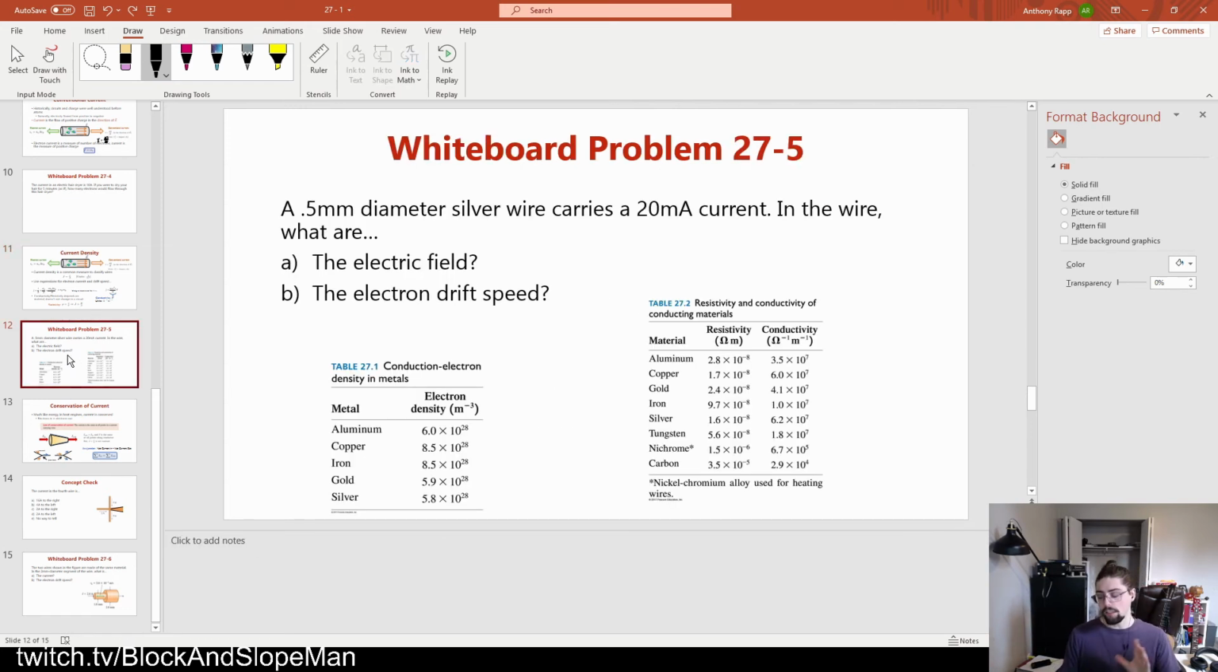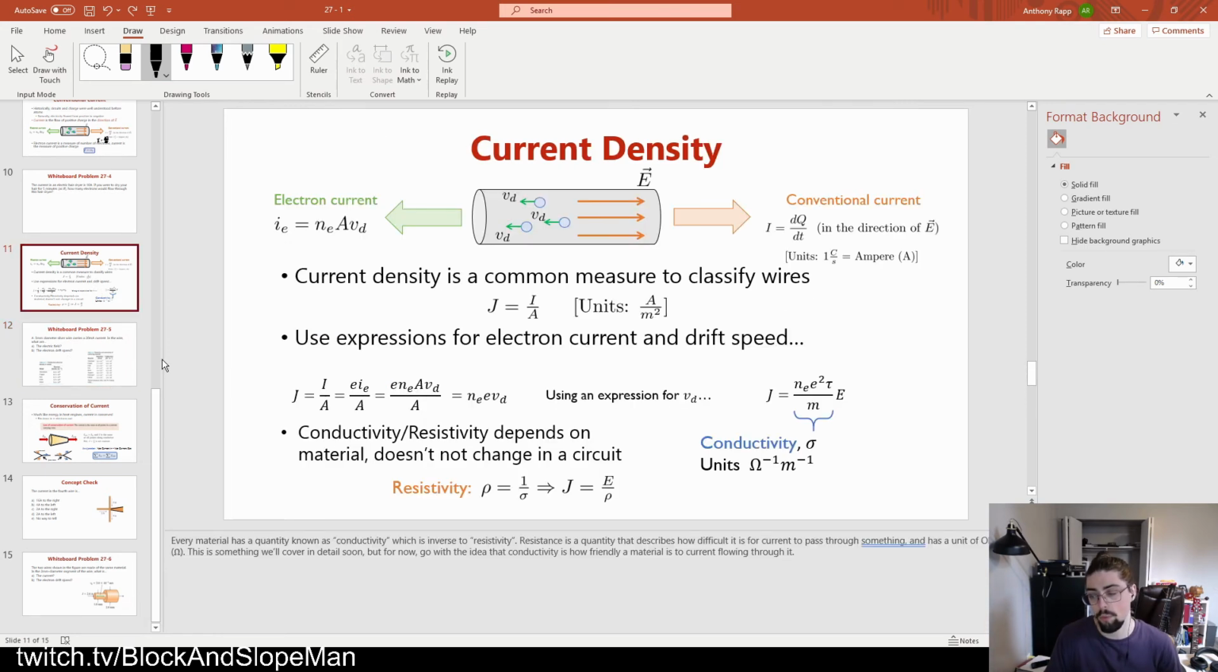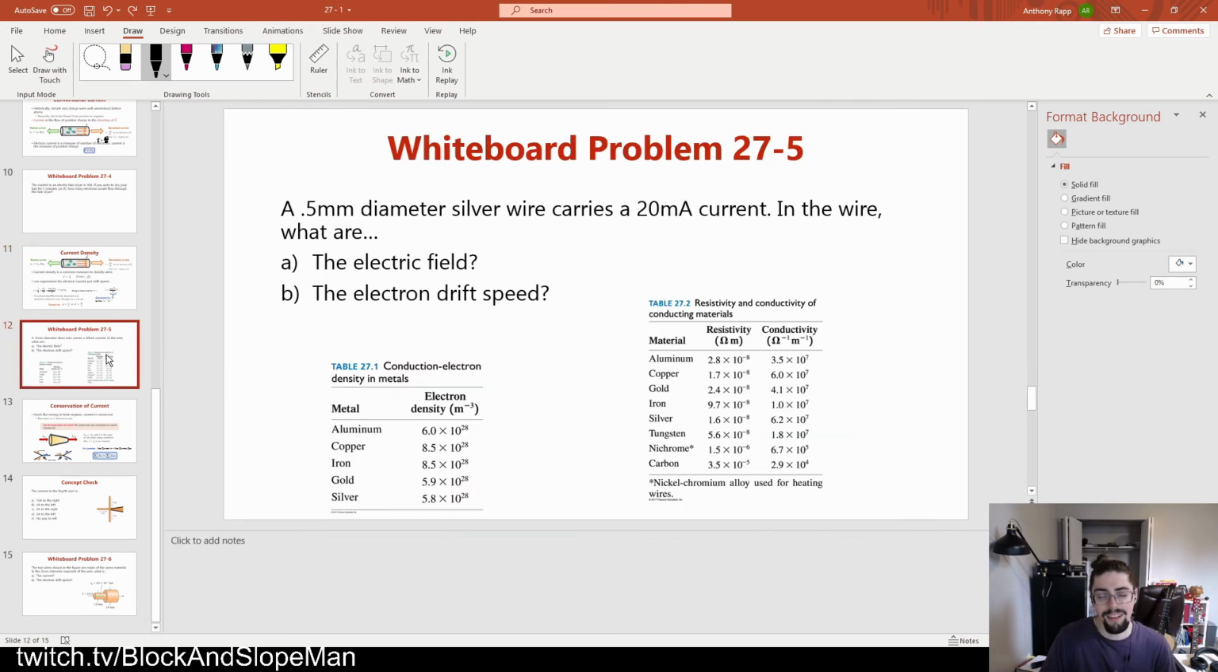And we don't necessarily have to immediately use this brand new equation that we've got or these brand new equations, but it is helpful if we do. So let's say a 0.5 millimeter diameter silver wire has a current of 20 milliamps, which is reasonable for small electronics. In that wire, I'm looking for two different things. First, the electric field inside of the wire because of that potential difference. And two, the electron drift speed.